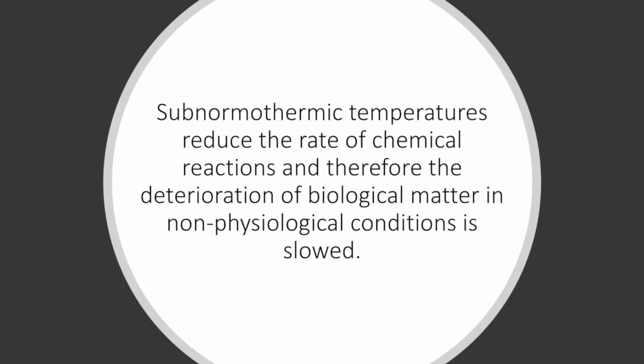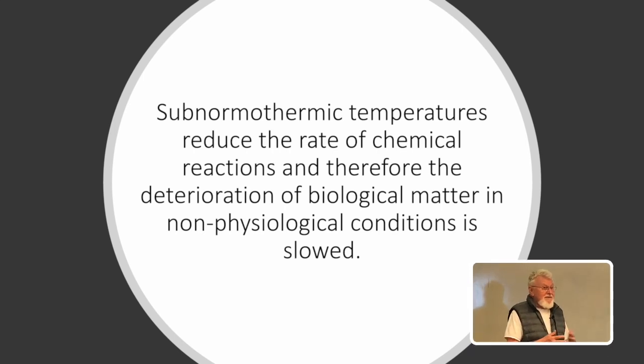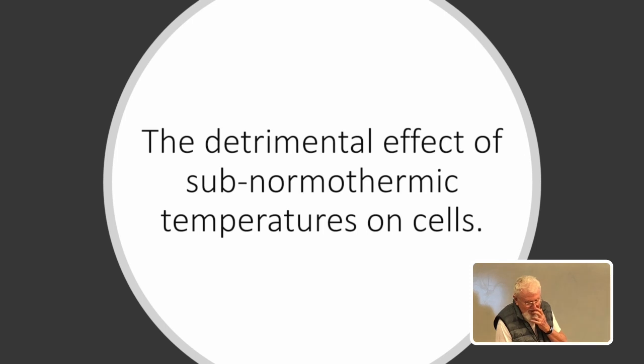So subnormothermic temperatures reduce the rate of chemical reactions and reduce the deterioration of biological matter. That's the good part. However, an organism has lots of elements, and there are bad parts. So now let's look at the detrimental effect of subnormothermic temperatures on cells.